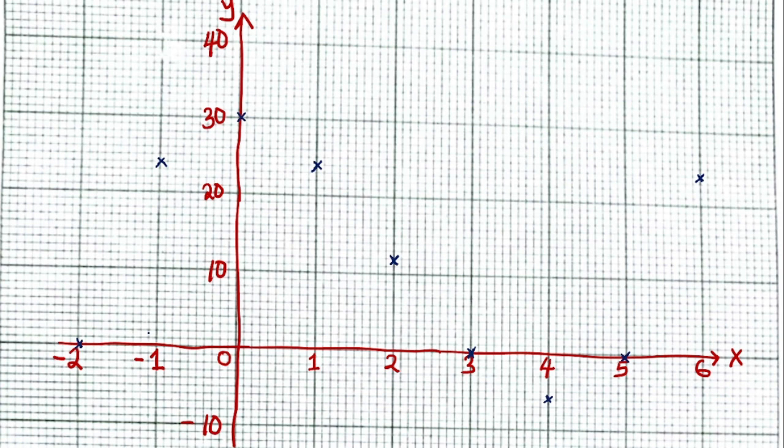Okay, now that you are done with the plotting, you are supposed to join them with a smooth curve, and that's supposed to be drawn using your free hand. You don't use a ruler. So you join these coordinates with a free hand. A free hand like that.